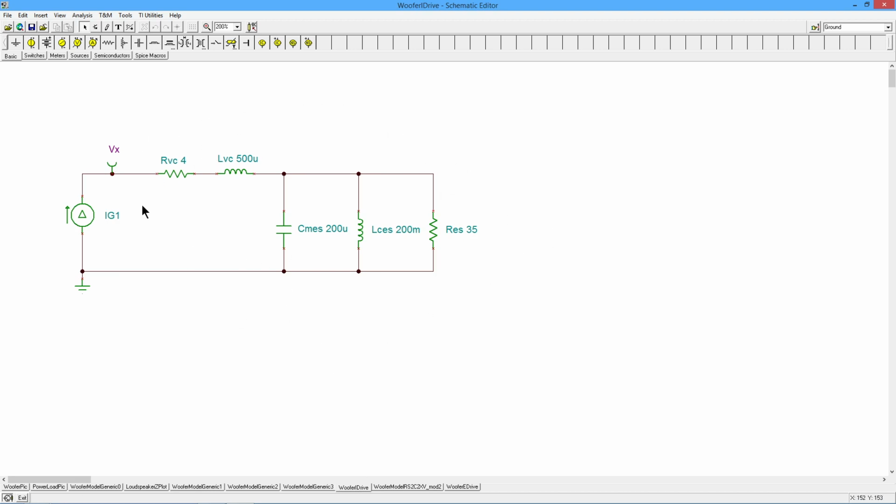Practically, this is not going to work because, like I said, this is a 1 amp current source, and you probably don't have a 1 amp current source, variable frequency at your disposal. So what do you do instead? Well, you do this. You model a current source with a voltage source and a really big resistor.